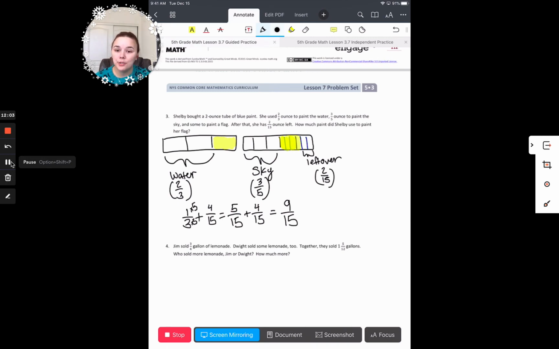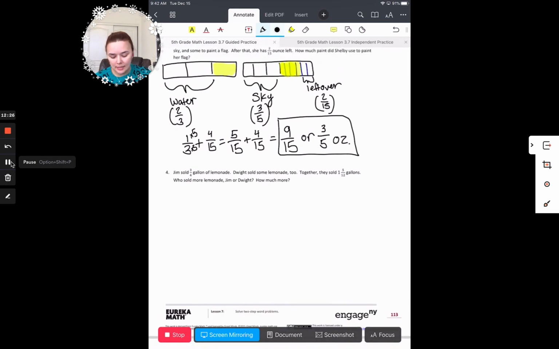If we wanted to reduce this into a simpler or a smaller equivalent fraction, we could divide the top and the bottom both by 3. Both of them have a common factor of 3. So 9 fifteenths or 3/5 ounces. Either one of those answers is correct.